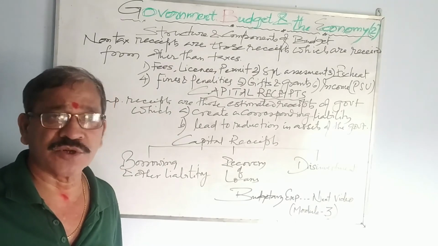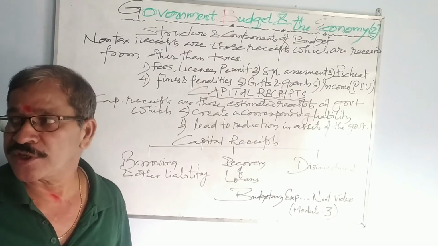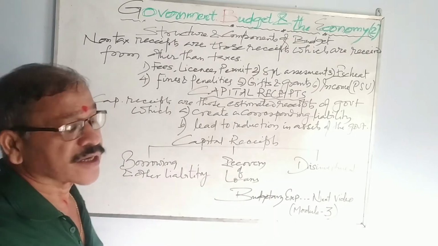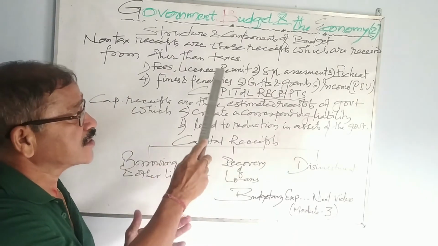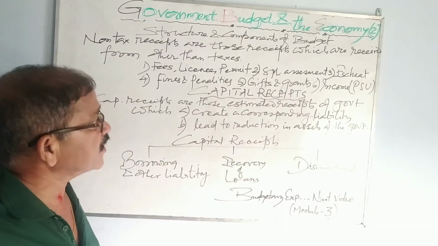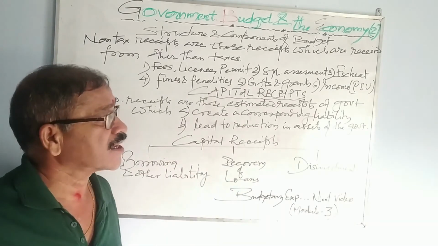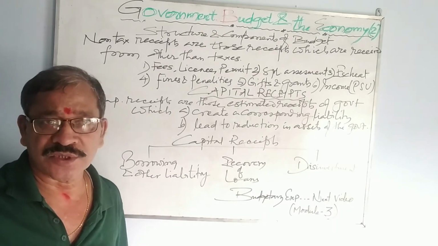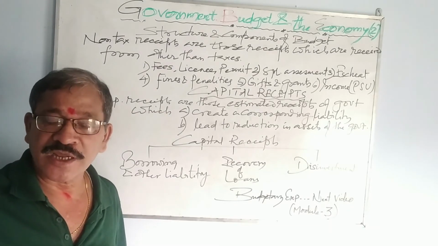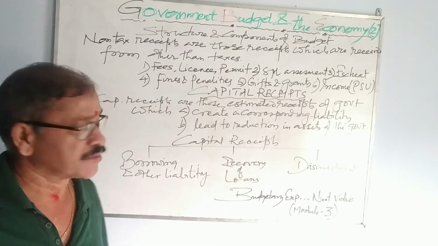Whatever public sector units we have in our country, the entire income of all public sector units also comes under the category of non-tax receipts. So fees, license, permit, special assessment, escheat, fines, penalties, gifts, grants, income from PSUs. These are all the different sources from where the government gets money, and this is categorized as non-tax receipts.